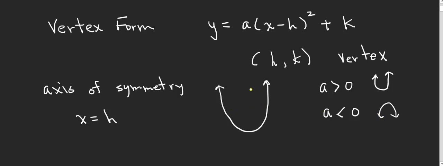Now, the axis of symmetry is a vertical line that goes through the vertex, and it divides the parabola into two equal parts. X equals h. The nice thing about the axis of symmetry is if you know that there's a point over here on the parabola, then you know that exactly the same distance away from the axis of symmetry, there's another point. And we'll talk more about that later.